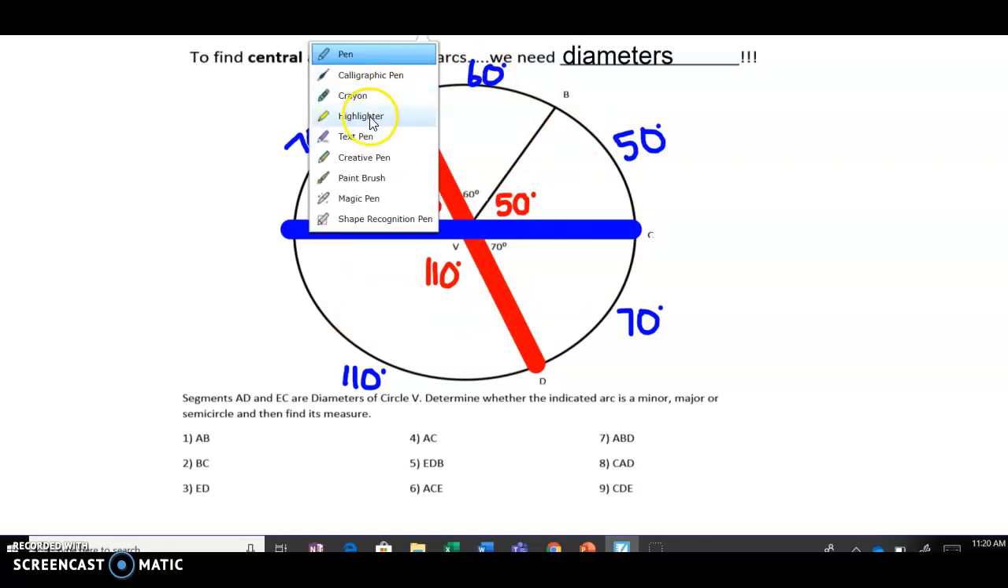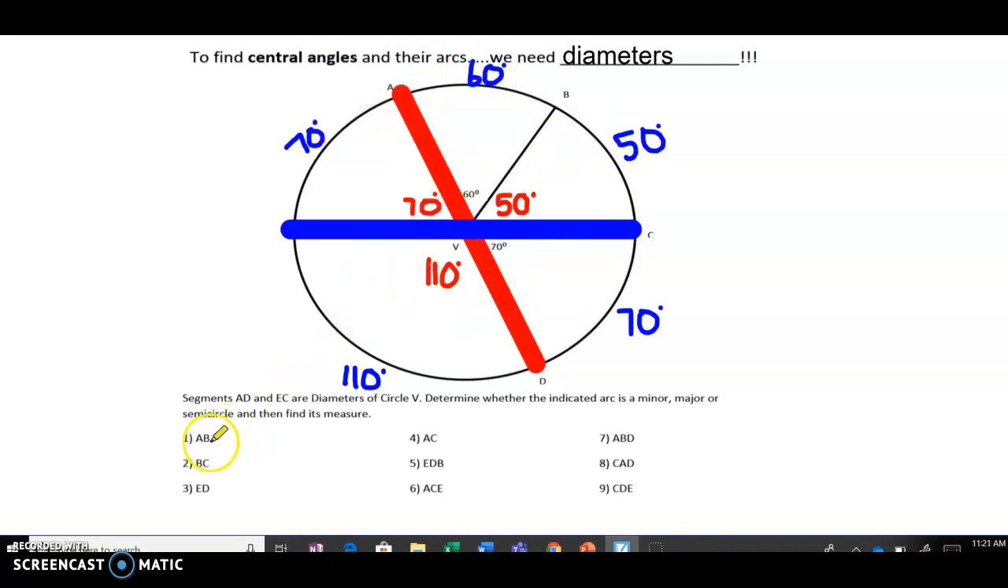So I'm going to switch to a highlighter for just a second, and we're going to determine how to figure out if an arc is a minor arc and what the measurement is. So looking at these directions, it says determine whether the indicated arc is a minor, major, or semicircle, and then find its measure.